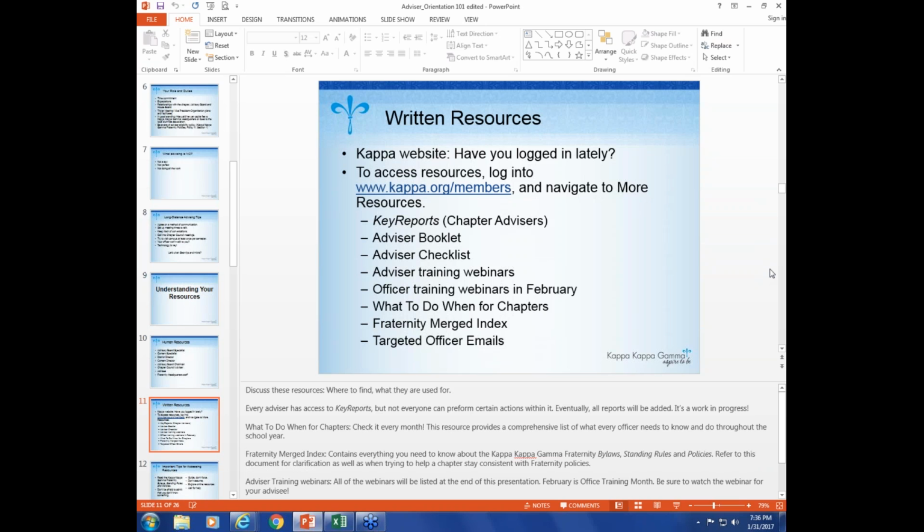Under the President's tab is the what to do when for chapters. Is that right, Katie? I just looked that up, and I think that's correct. I think you can find it there, and as well as under the corresponding secretary.